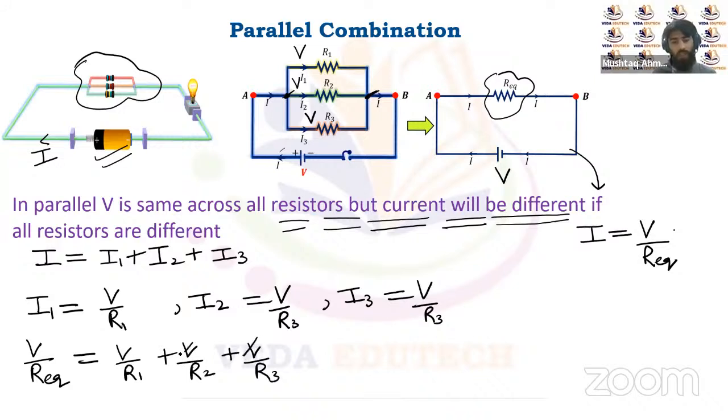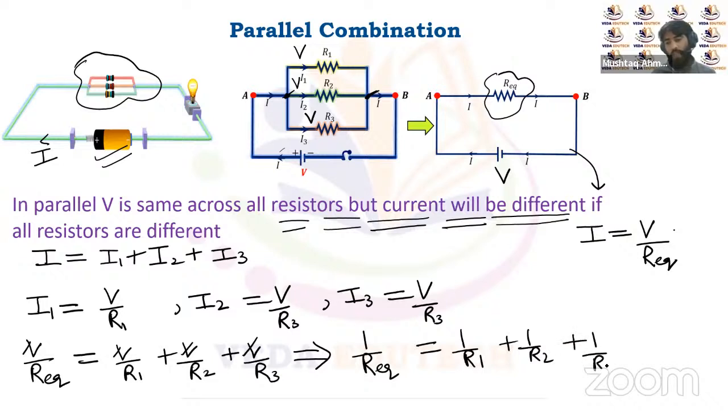So this V and V will get cancelled, which implies that 1 over R equivalent will be equal to 1 over R1 plus 1 over R2 plus 1 over R3. So this will be the equivalent resistance of the resistors. This is how we can calculate the equivalent resistance of a parallel combination of resistors. So in the case of a parallel combination, 1 over R equivalent is calculated like this: the reciprocal of R equivalent is the sum of the reciprocals of each of the resistors.